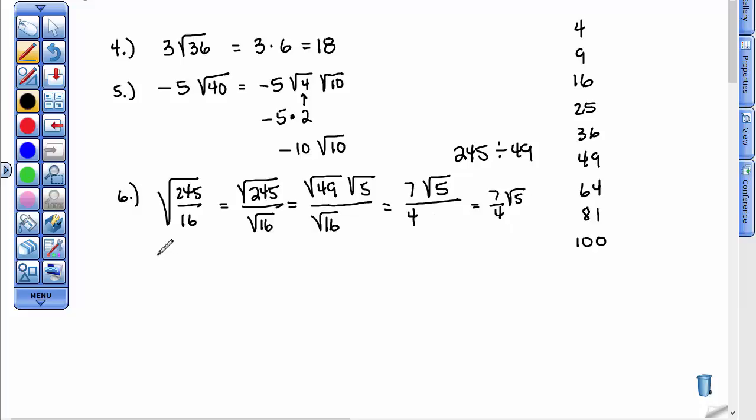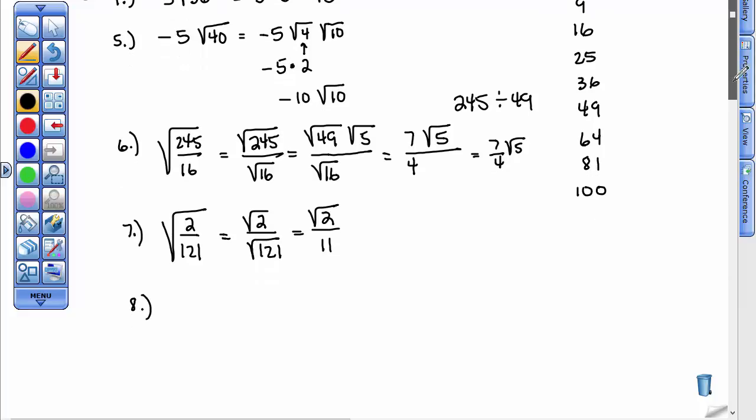All right, in that same vein, if I give you the square root of 2 over 121, just want you to know that you can break that up. Square root of 2 over the square root of 121. Upstairs, nothing you can do with that. Downstairs, the square root of 121 is 11.